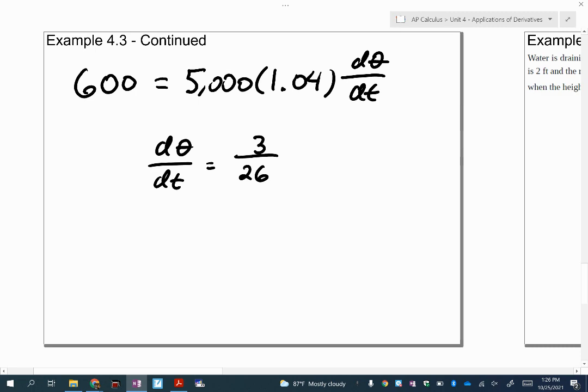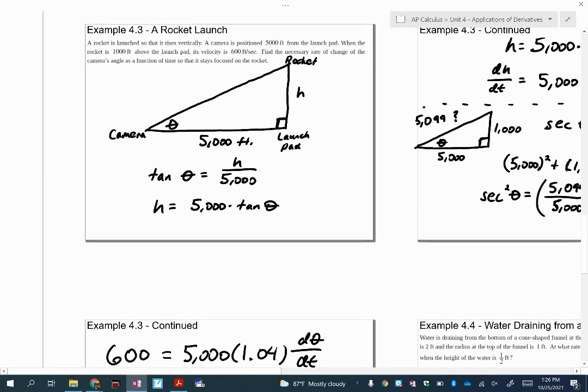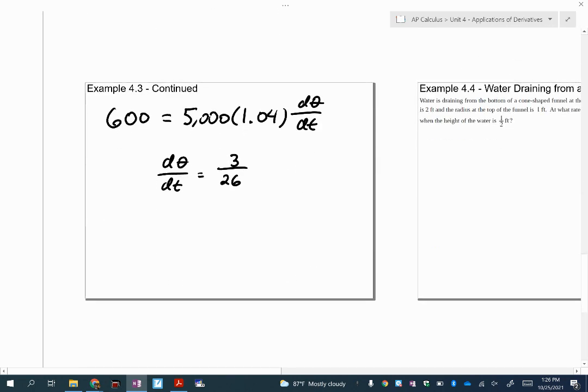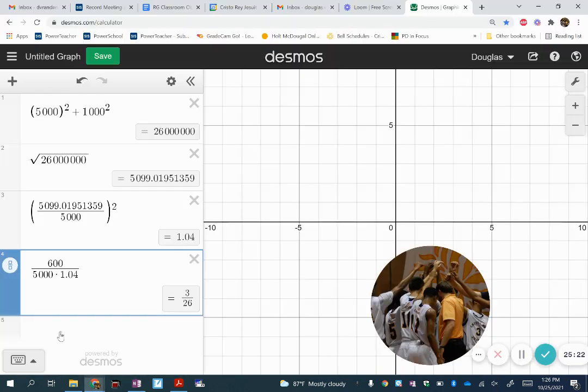Then to get my units, we're talking about this angle that's changing. It doesn't say what units we're using for the angle, so you learned in trigonometry that if it doesn't use any units, you should assume radians. So this is going to be 3/26 radians per second. All right, so that is our answer for the question about the rocket.